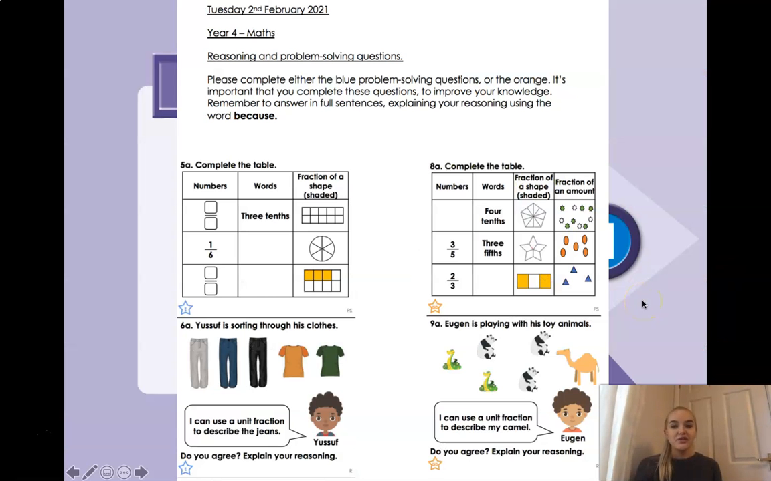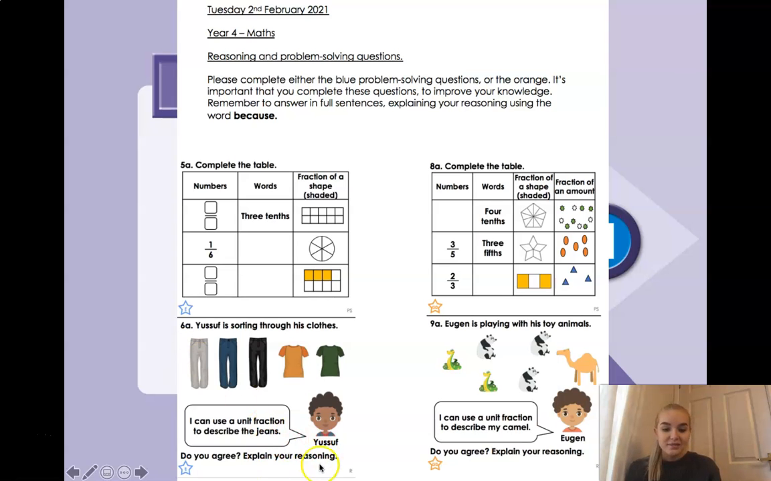This is your second sheet for today then, your reasoning and problem solving questions. There seems to be a bit of confusion at the moment with these, that some children are completing both. Now that's okay, but you don't have to. You choose either the blue problem solving questions, which have the blue star here, or the orangey yellow problem solving questions which have the star here. It's entirely up to you which ones you do. The orange ones are trickier. So if you start with the trickier ones, you can always go back and do the less tricky ones if they're too tricky for you. But you don't need to do both.